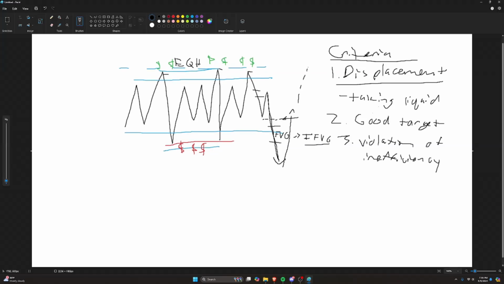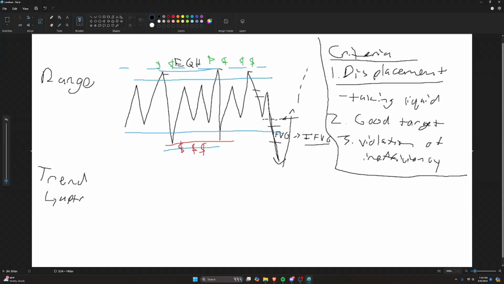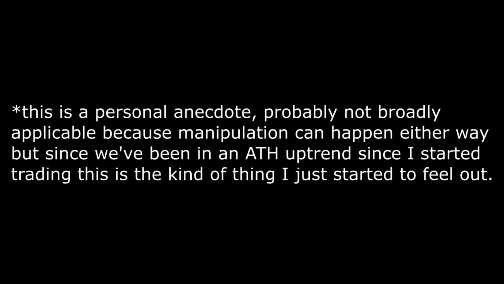For a range manipulation, and this is generally applicable, but this example right here is a range manipulation, okay? Now we can also do trend manipulation. Trend manipulation is more of the same, but it just looks a little different. So this happens a lot on uptrends, not as much on downtrends, okay? So this is an interesting pattern that I've noticed in my backtesting. This is something that happens frequently on uptrends. You'll see a lot of these stop runs, manipulation, and you don't see it a lot on downtrends.